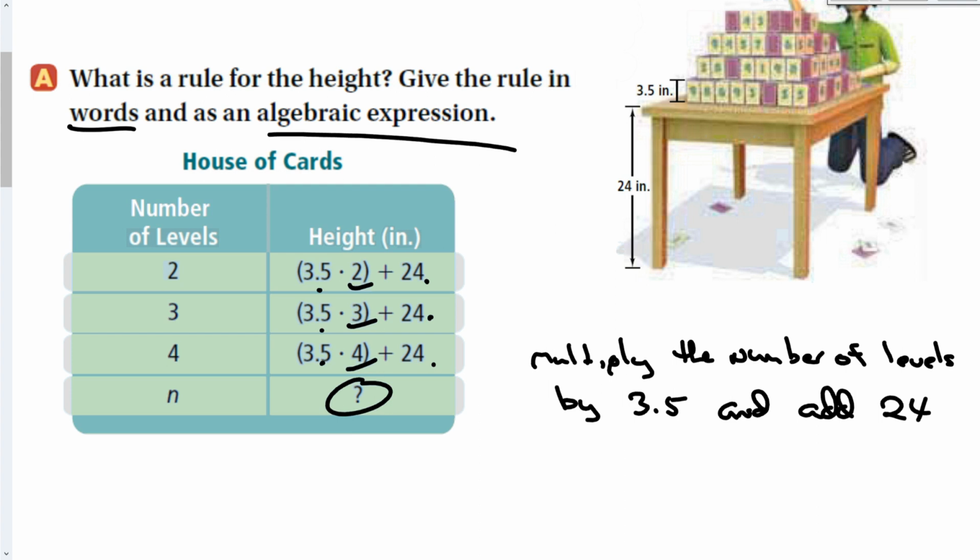To make an algebraic expression, we do 3.5 times the number of levels and add 24. And now I have my algebraic expression for what's going on with this table with cards.